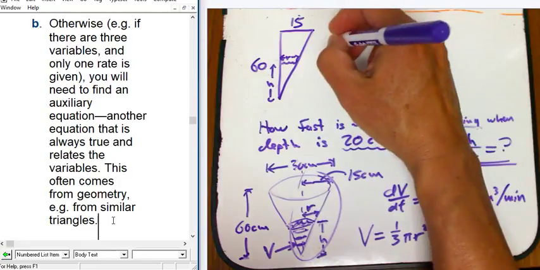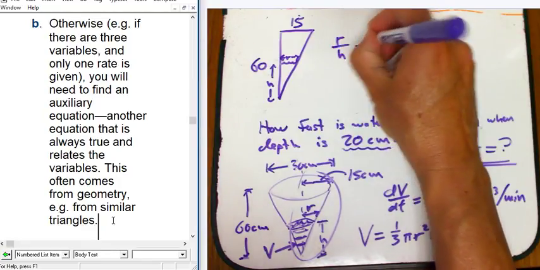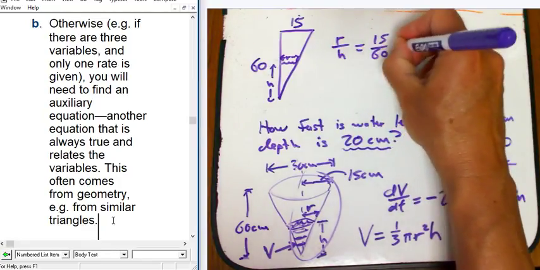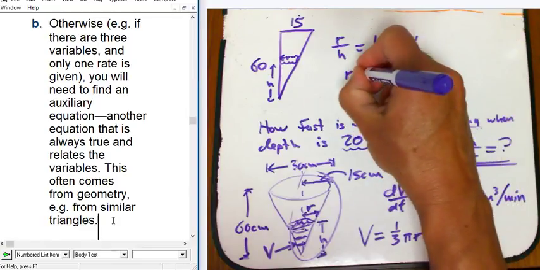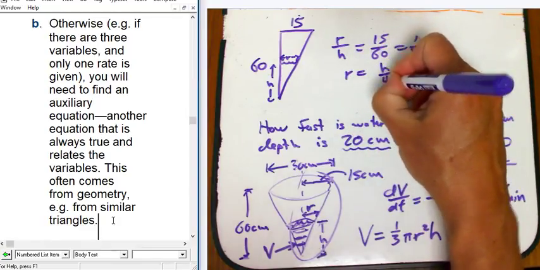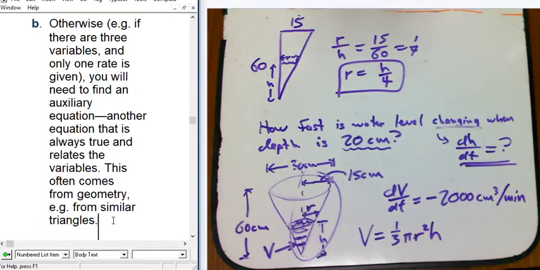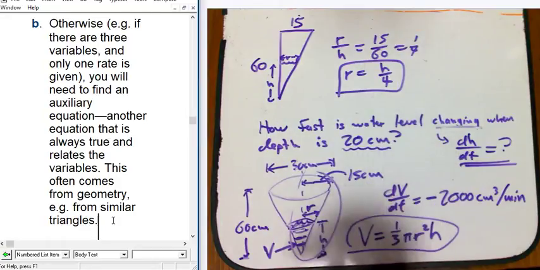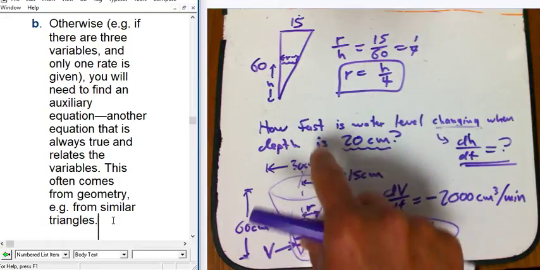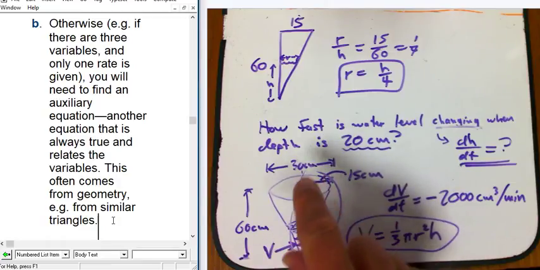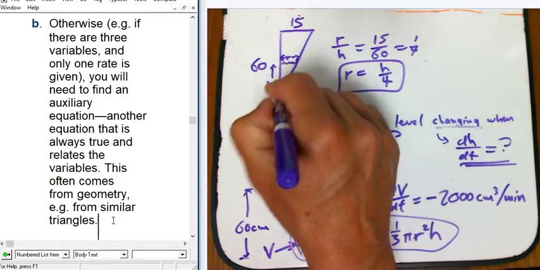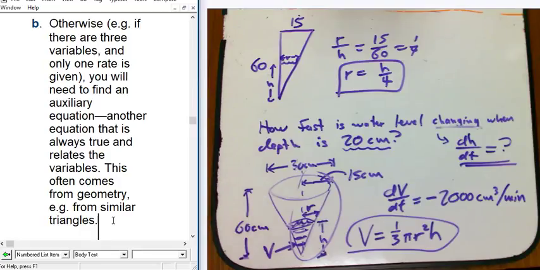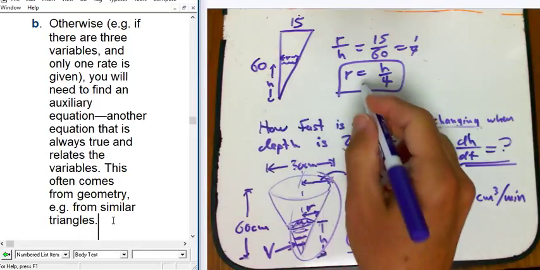And so similar triangles tells me that r over h is 15 over 60, which is 1/4. And so r is just h over 4. That's a fact, and it's always true in this particular case about r and h, when that cone is a part of this bigger cone. This triangle cross-section is similar to the big one. So watch out for those things, and often people miss that.